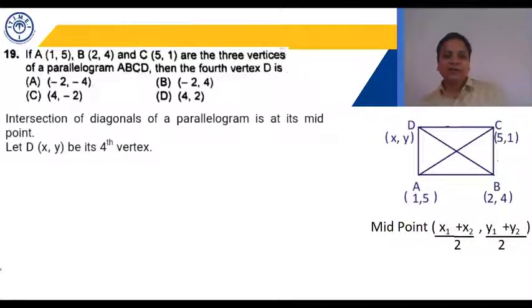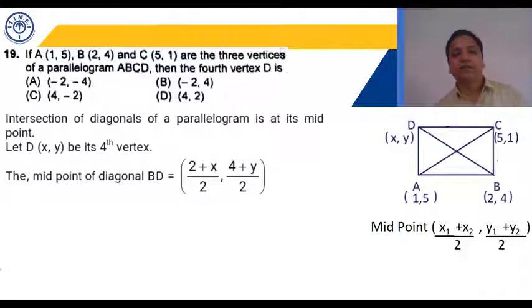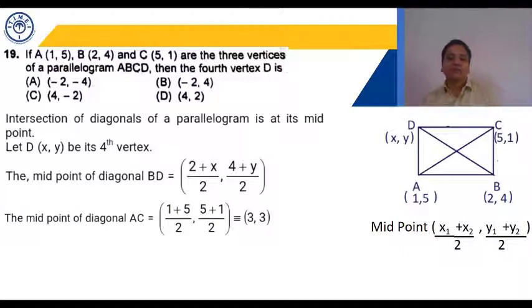Let (x, y) be its fourth vertex. So the midpoint of diagonal BD is (x plus 2 by 2, 4 plus y by 2), and the midpoint of diagonal AC is (1 plus 5 by 2, 5 plus 1 by 2), so 6 by 2 and 6 by 2, which is (3, 3). Now these two midpoints have to be the same. Why? Because diagonals bisect each other.